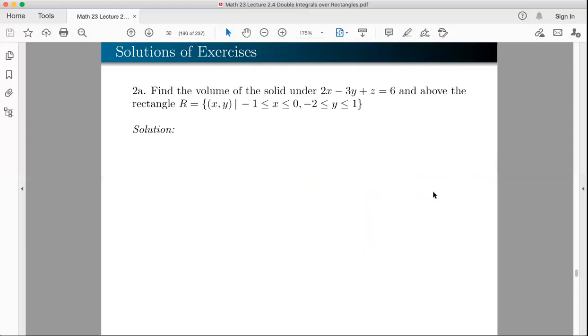For the second set, we want to find the volume of the solid under the plane 2x minus 3y plus z equals 6 and above this rectangle.